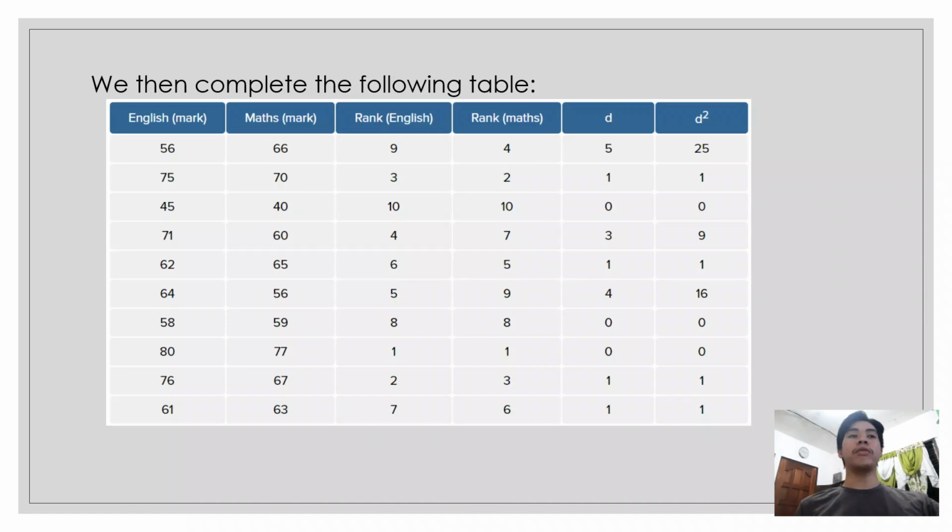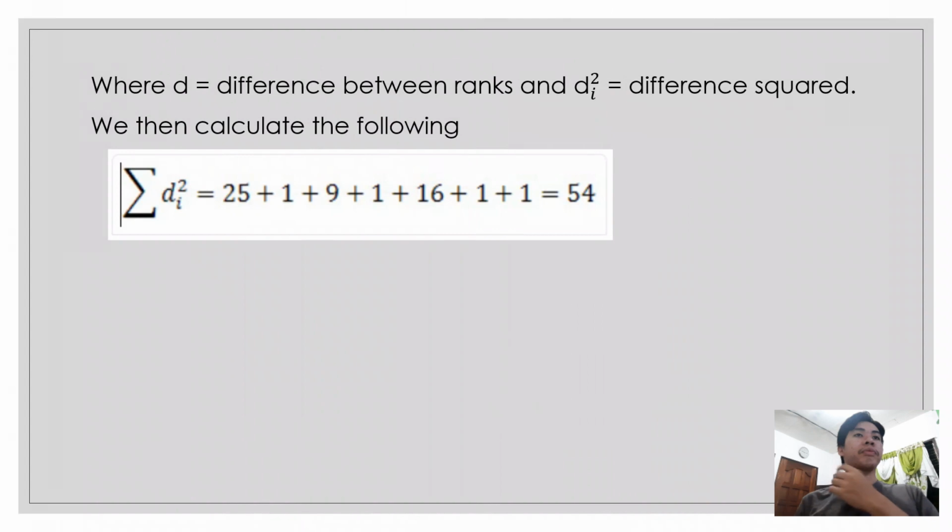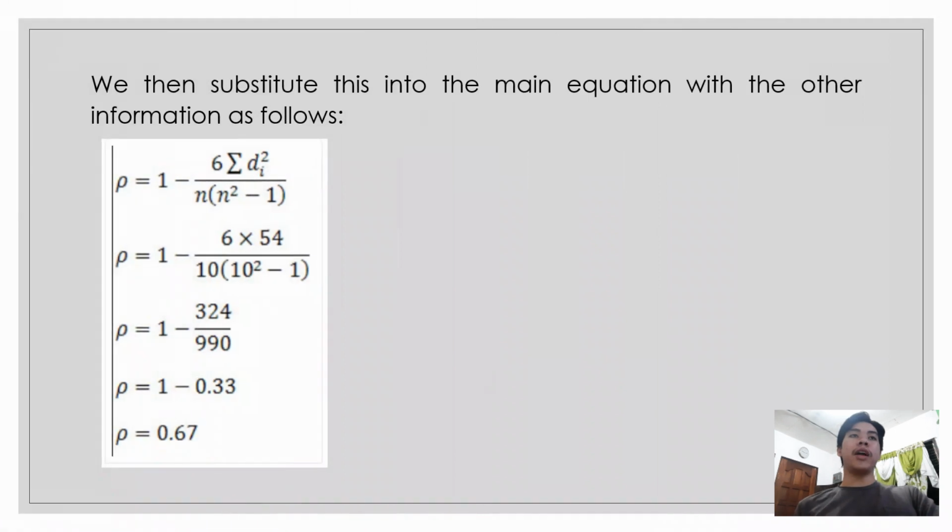Now we have the values of D and D squared. Then we need to find the sum of the D squared, so add all the values of D squared: 25 plus 1 plus 9 plus 1 plus 16 plus 1 plus 1, which is equal to 54. The sum of our D squared is 54. Then we need to substitute this into our main formula with the other information as follows. This is our formula: rho is equal to 1 minus 6 times the sum of D squared, over n times n squared minus 1. Then substitute our given values.